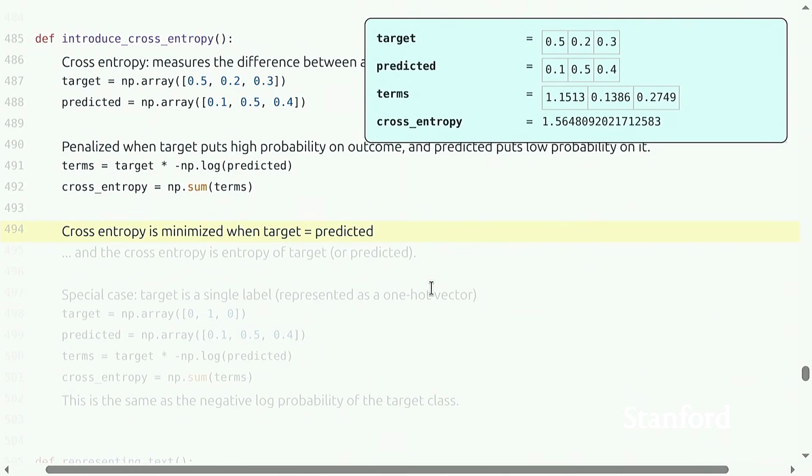Okay, so some other properties. The cross entropy is minimized when target equals predicted, and that value is the entropy of the target, or predicted equivalently. Okay? So in general, if you're designing a loss function, the first thing you check is that if the thing you want is true, then your loss should be as low as possible. Otherwise, you've sort of done something wrong. Okay, so our goal is to make the target distribution equal to predicted.